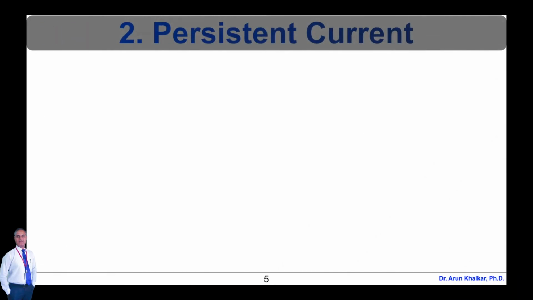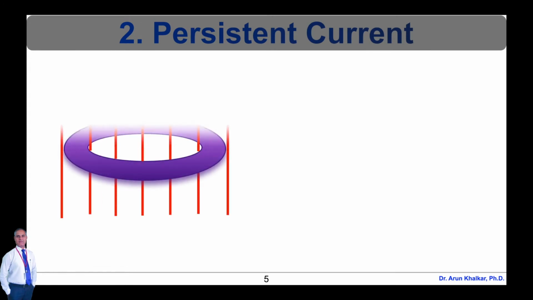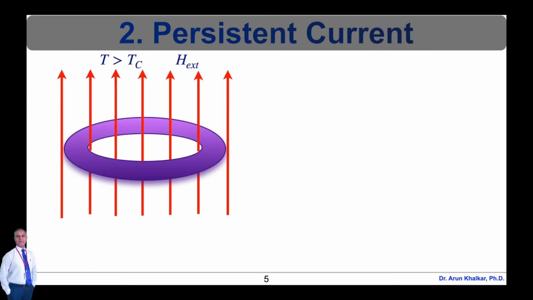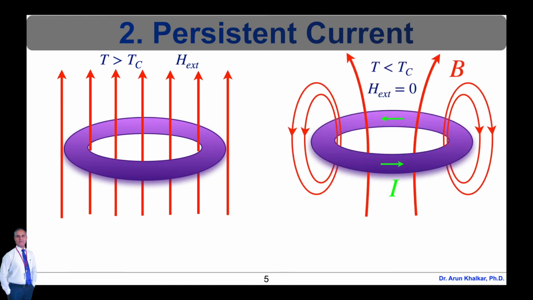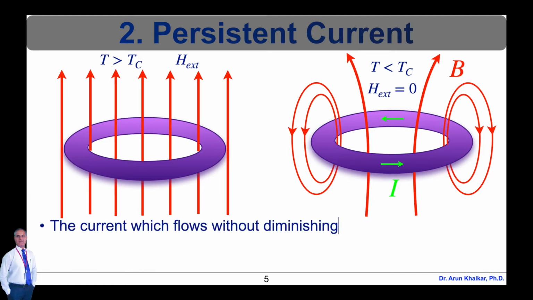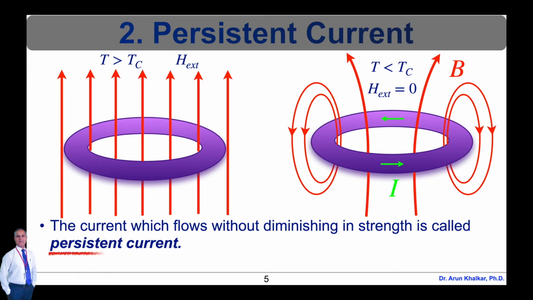Now let's see the second property of superconducting materials, which is persistent current. When a ring of superconducting material is placed in a magnetic field at critical temperature and the magnetic field is suddenly terminated, the current starts flowing through the closed loop. Once a current is started in a closed loop of superconducting material, it will continue to flow of its own accord around the loop as long as the loop is held below the critical temperature, where T is less than Tc. Such a steady current which flows without diminishing in strength is called persistent current.